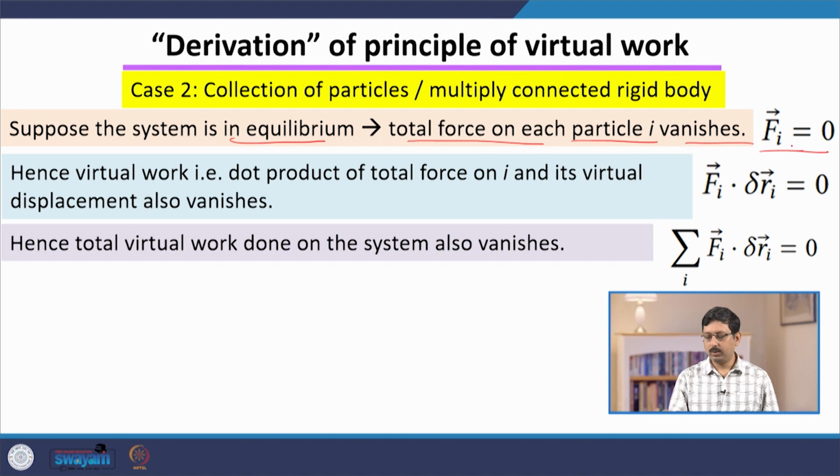So, if the total force on particle i is 0, then if I take a dot product with the virtual displacement, delta Ri, where you consider giving a virtual displacement to each particle or each component of the system, and you consider only the particle i, then since Fi is 0, the dot product of Fi times the virtual displacement of the particle i is also 0. So, if this is true for each particle in the system, then the total virtual work done on the system, taking all the particles into account, must also be 0.